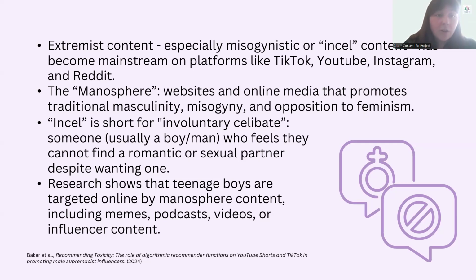It's no longer in the fringe subreddits and online forums. It's in podcasts, it's on TikTok, it's on YouTube Shorts, it's everywhere. This content doesn't always look extreme at first. It can come in the form of humor and memes, or influencers or podcasters using quite coded language.